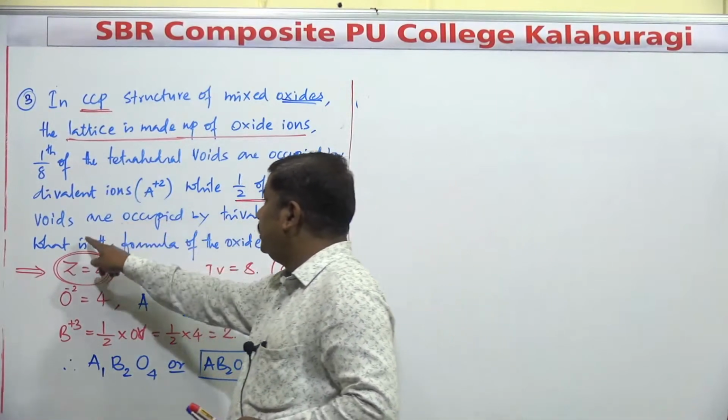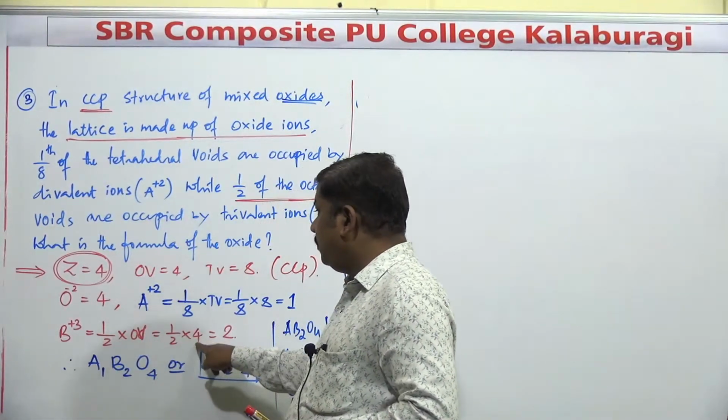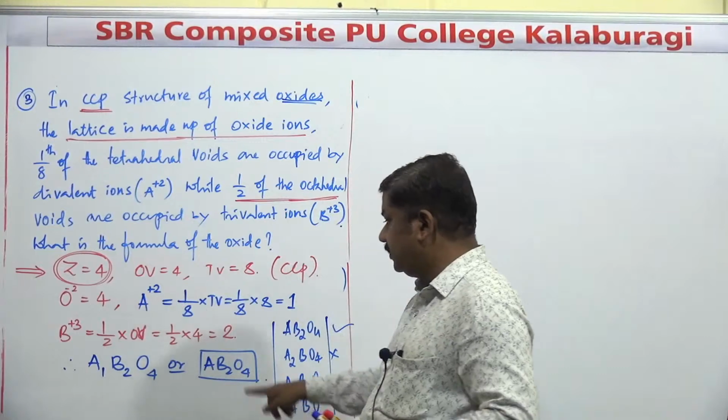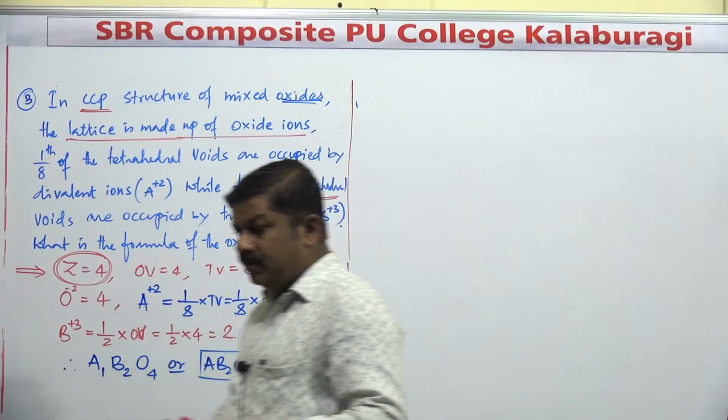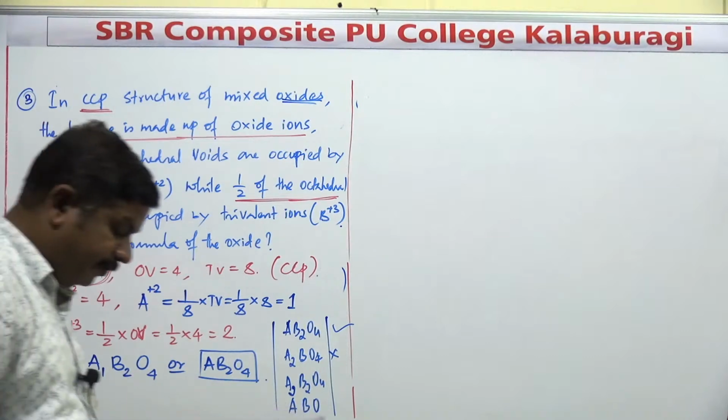Half of the octahedral voids are occupied by the trivalent ions. It is half of the octahedral void. Total number of octahedral voids is equal to 4, so it is going to be 2. Hence the simplest formula of the compound is said to be how much? AB2O4. Right?